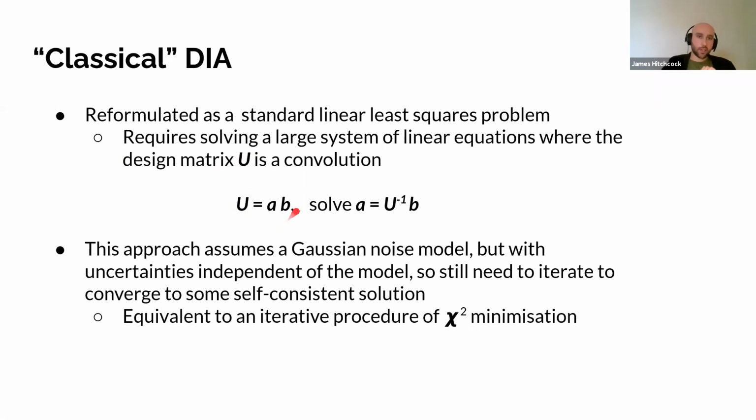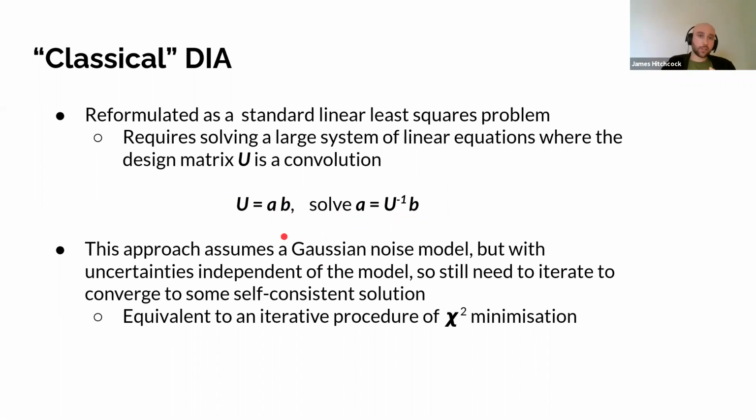So we're not doing direct convolution computations, but we can represent it as this matrix. And then we just need to set up some data vector, and then using the power of linear algebra, we can efficiently solve this system of equations. Of course, the issue here is that you've made a problem that is in reality non-linear, a linear one. So in order to converge to some self-consistent solution, you still do need to iterate.